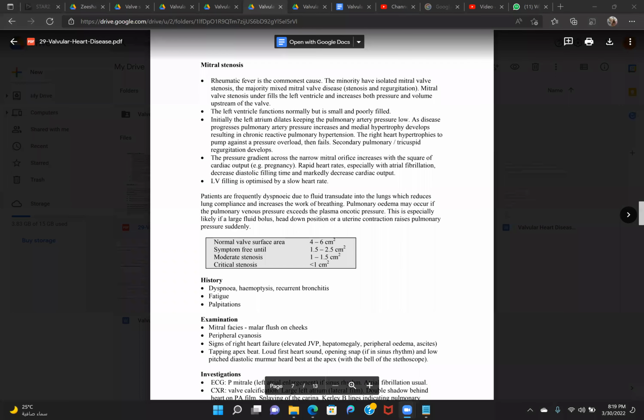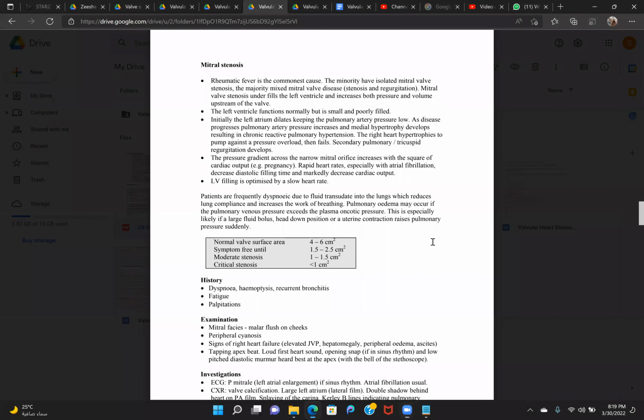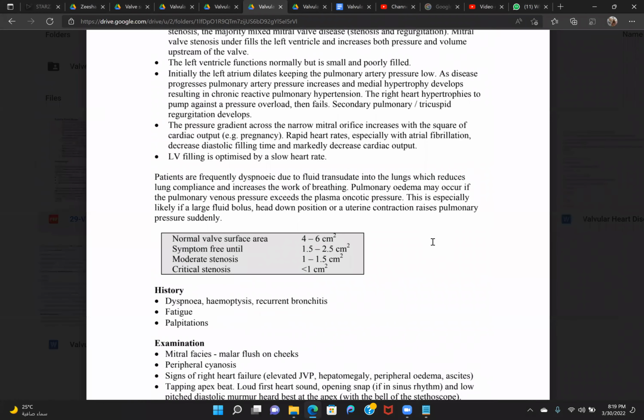Yes, sir. If we talk about mitral stenosis, first we will see the normal size of the mitral valve. The normal size is 4 to 6 centimeters square. And then on echocardiography, we do the grading of the severity, like mild, moderate, and severe. In a mild mitral stenosis, valve area is 1.5 to 2 centimeters square. In moderate, it is 1 to 1.5 centimeters square. And in severe mitral stenosis, it is less than or equal to 1 centimeter square.